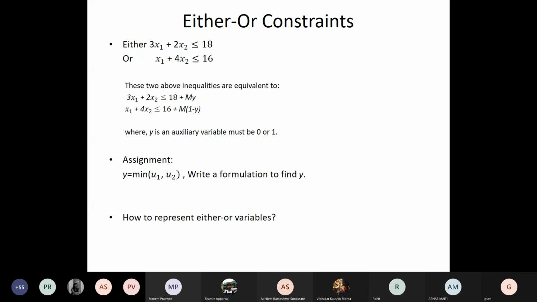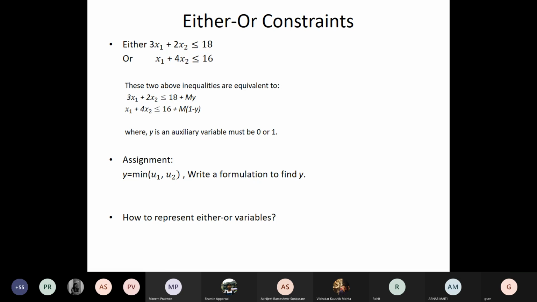Now these are some techniques which you should know for formulation or modeling purposes. So far we have seen simultaneous constraints: when you write an LP or an integer program, all the constraints are satisfied together simultaneously. But in some cases, it may be either-or. If I write either this or this, x1 plus 4x2 less than some value, this becomes an either-or constraint.